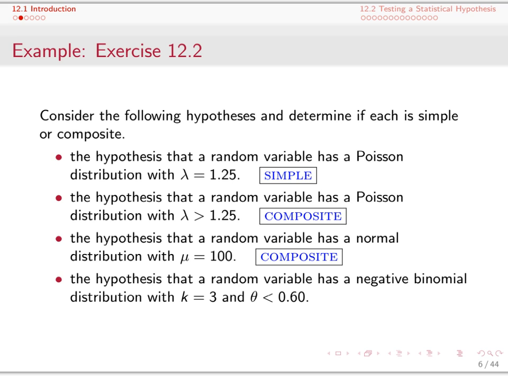Lastly, let's consider a hypothesis that a random variable has a negative binomial distribution with k equal to 3 and theta being less than 0.6. You may recall, or maybe not, either way, if you look it up, you'll see that the negative binomial distribution has two parameters, k and theta, and since we are not specifying a particular value for theta, that makes this also a composite hypothesis.